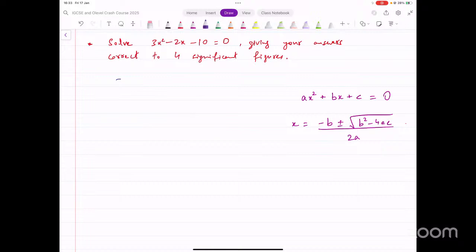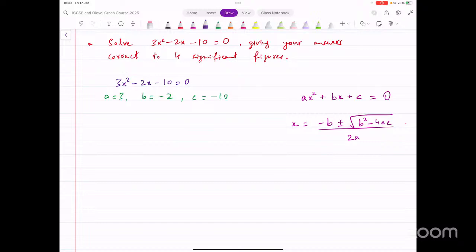So for instance, this is the equation 3x squared minus 2x minus 10 equals 0 that we want to solve. Now, how do we solve this? We already checked factorization is not working. What's the value of a in this? The value of a is 3. The value of b is negative 2, the coefficient of x. And c, the constant term, is negative 10.